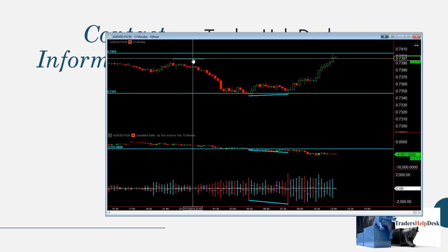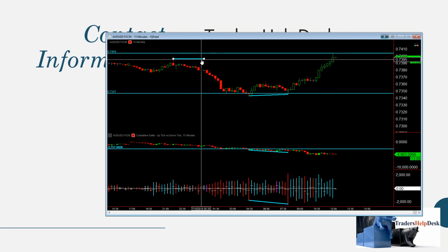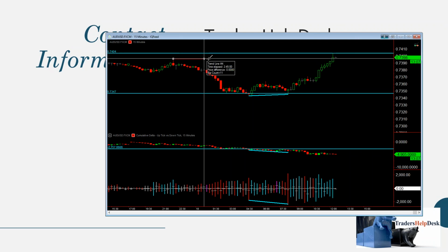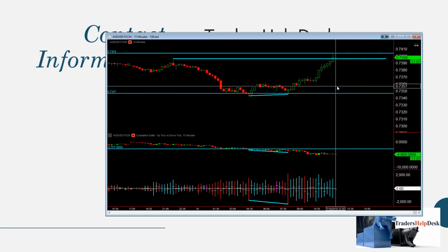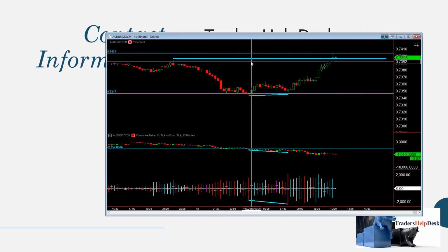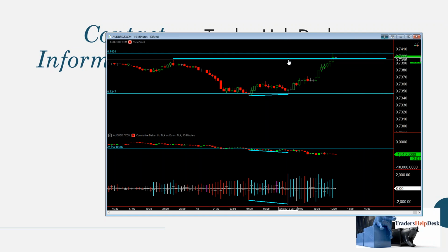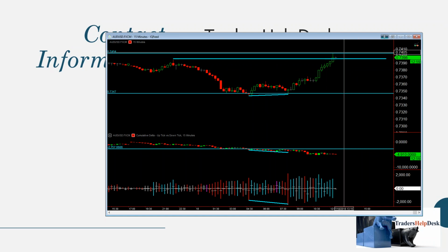Here's a great example, Tony. Okay. They just took out this high right here. Okay. What's the key to it? There's no bearish bar. I don't need to pay attention to it right now.